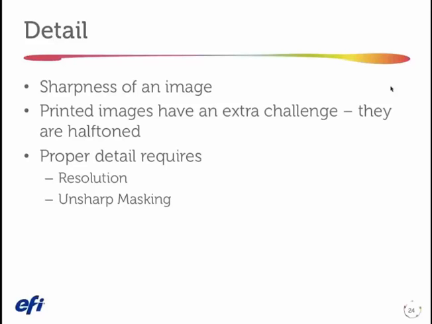In order to get detail to render properly on a digital print, or even any conventional print, I need two things besides a focused photograph to start with. I need to have enough resolution in the image to fill the area that I'm trying to print with it, and I probably need to apply some digital sharpening, what we call unsharp masking.